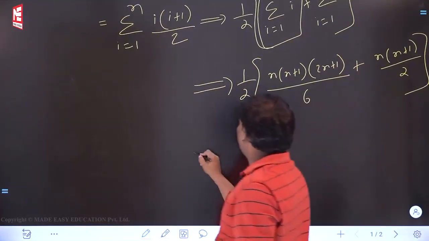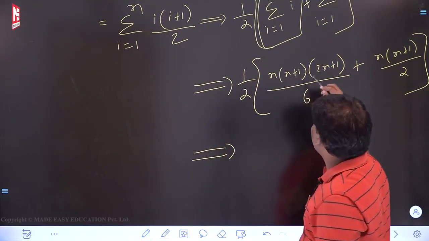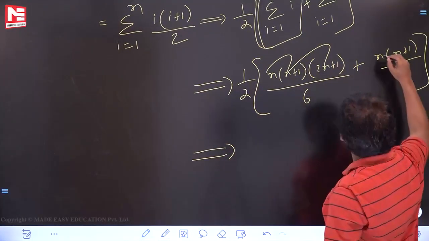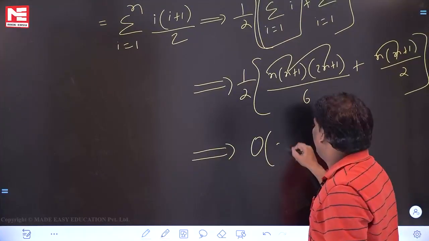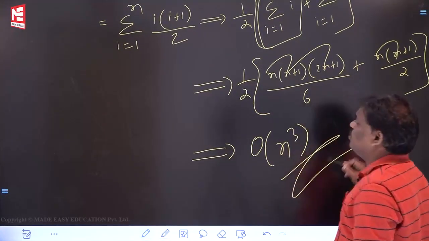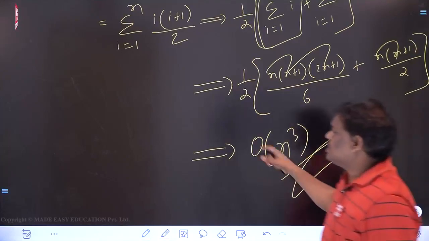Right? What is the answer? 1 by 2 is a constant, small things you neglect, this will become n cube, this will become n square. Finally, big O of n cube. The answer of this problem is going to be big O of n cube. 3 inner loops are there.